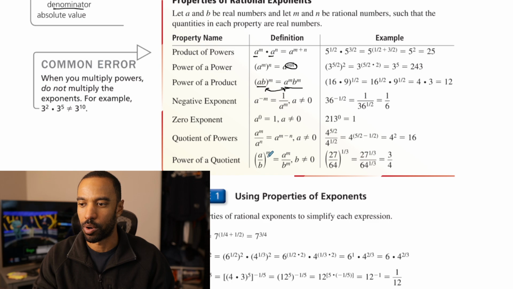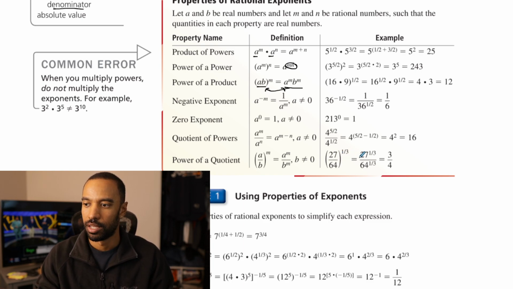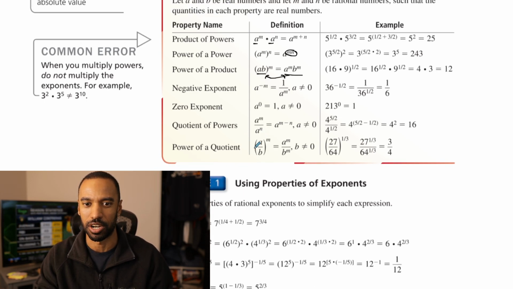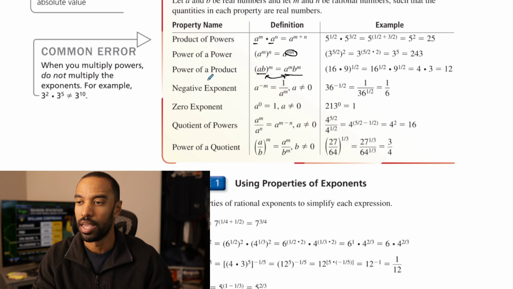And lastly, power of a quotient. Right here, a fraction raised to a power. You can raise each part to the power. Denominator cannot be 0. So same thing here, 27 over 64 to the 1/3. Let's raise both of them to the 1/3 separately, which is taking the cube root, and you get 3/4 as a result. So those are examples without actually being the examples they're going to talk about here in just a moment, because they're going to possibly do a lot of them at a time.